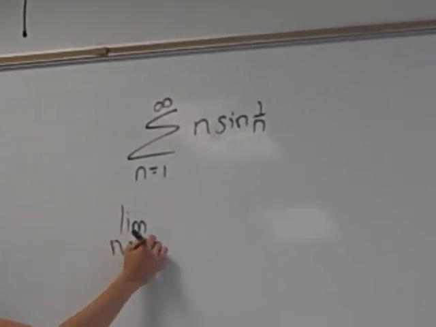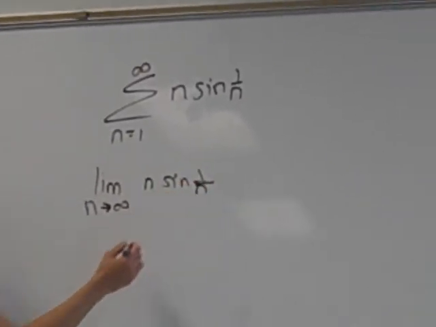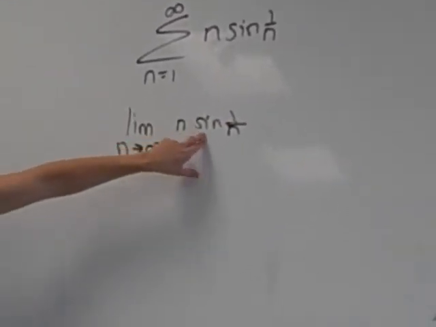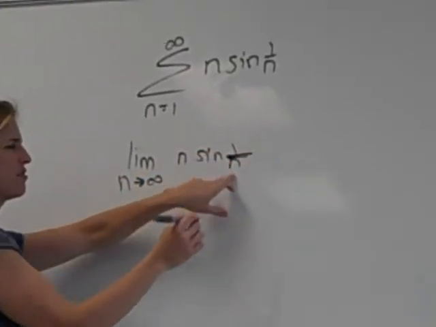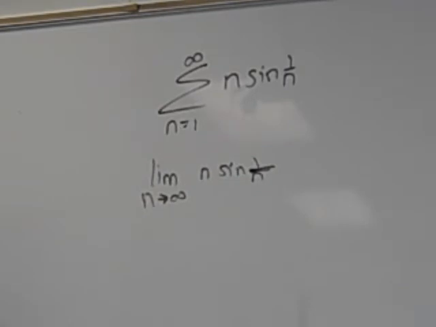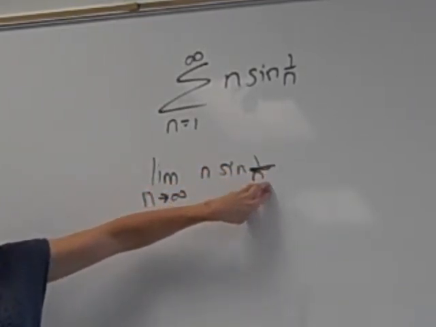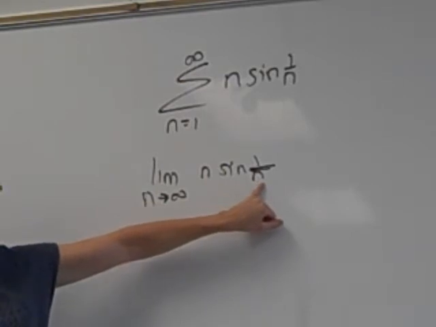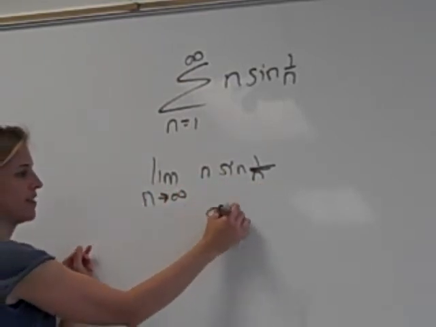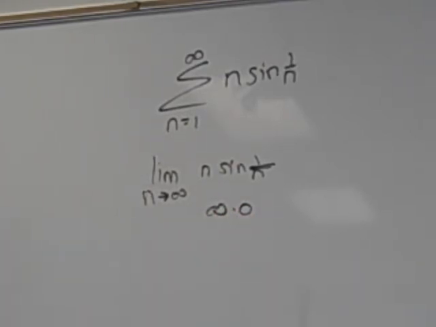as n approaches infinity, and you think like, well, this is infinity, and this is the sine of 1 over infinity, so what is 1 over infinity? Kind of, it's 0, right? So the sine of 0 is 0. Which one wins, infinity or 0? Infinity's pretty big. 0 doesn't win. Anything times 0 is 0.